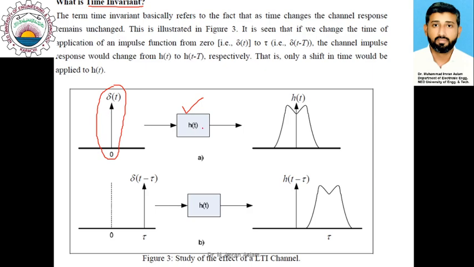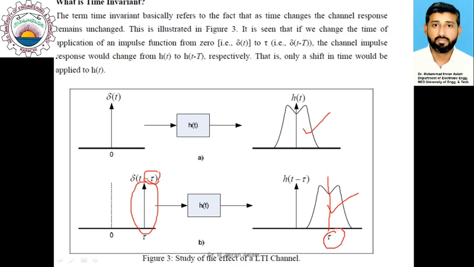The application of an impulse to the channel gives an output which is represented by this impulse response here. If we apply the same input but with a certain delay, represented as tau, so we have the same input delayed by a certain amount of time, tau, the output is still the same. You can compare this output with this one. They are the same. The only difference is that the output is delayed by the same amount of time, tau.